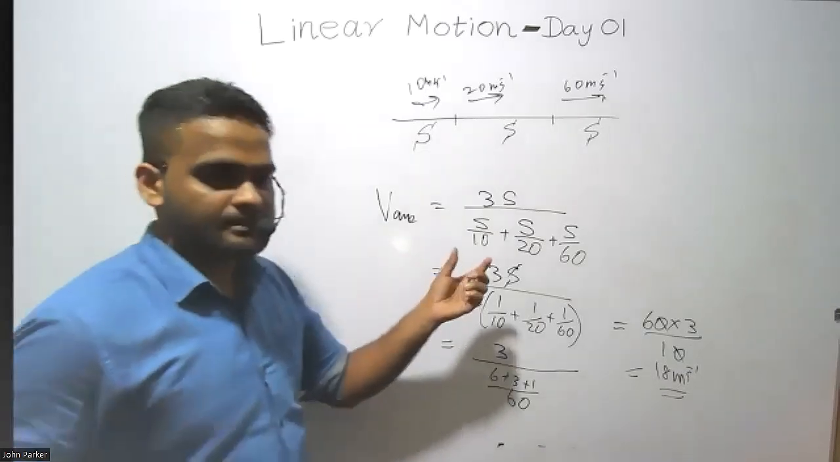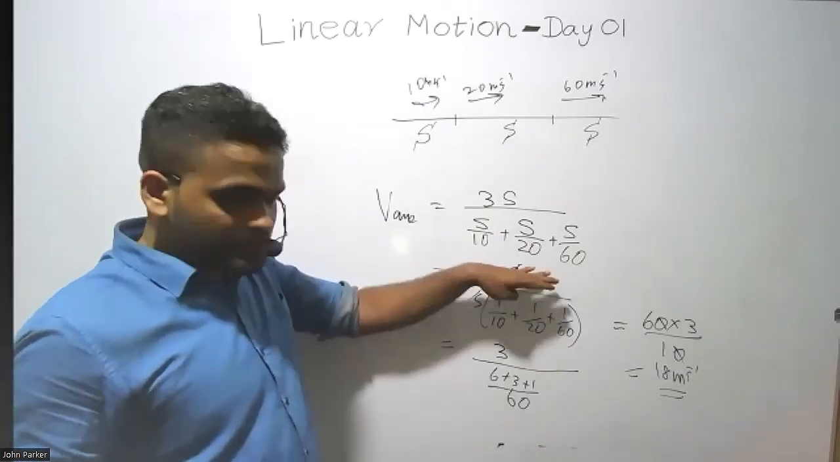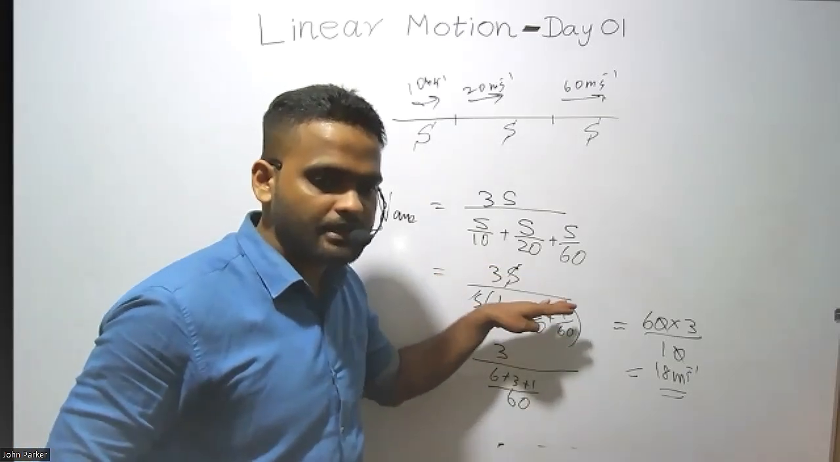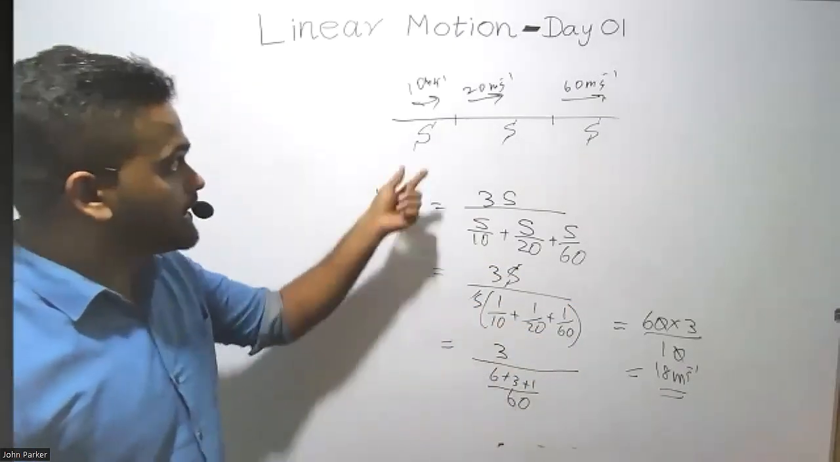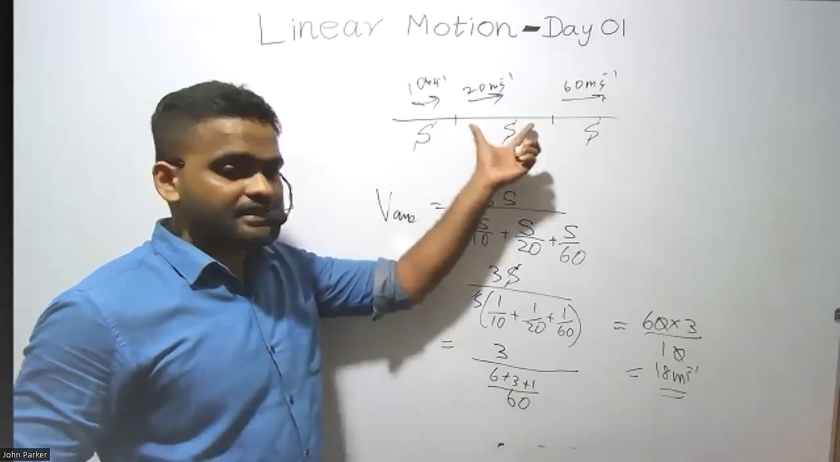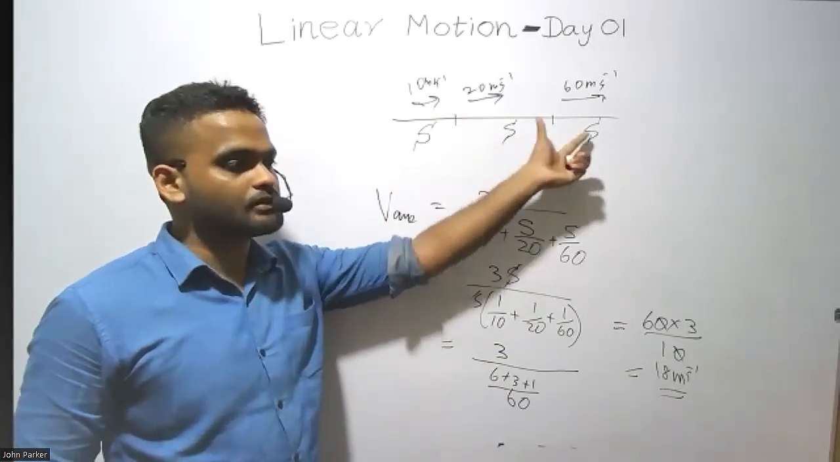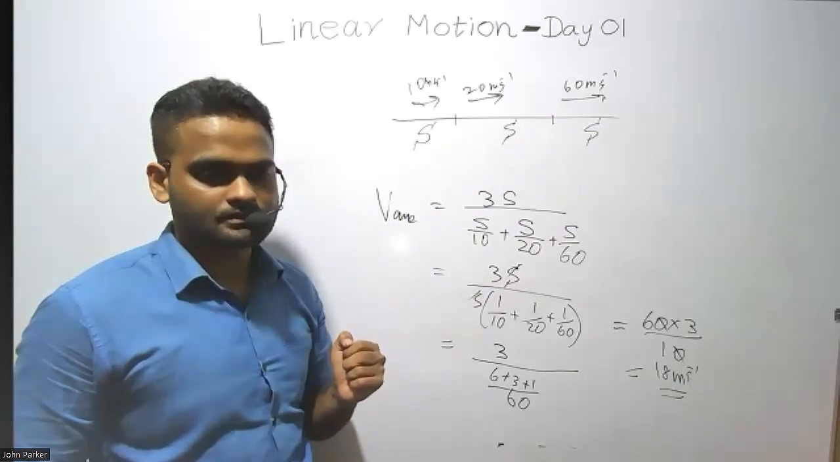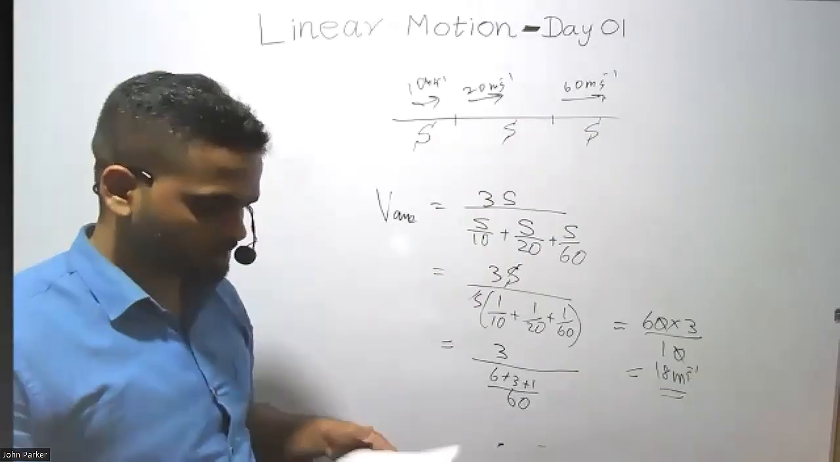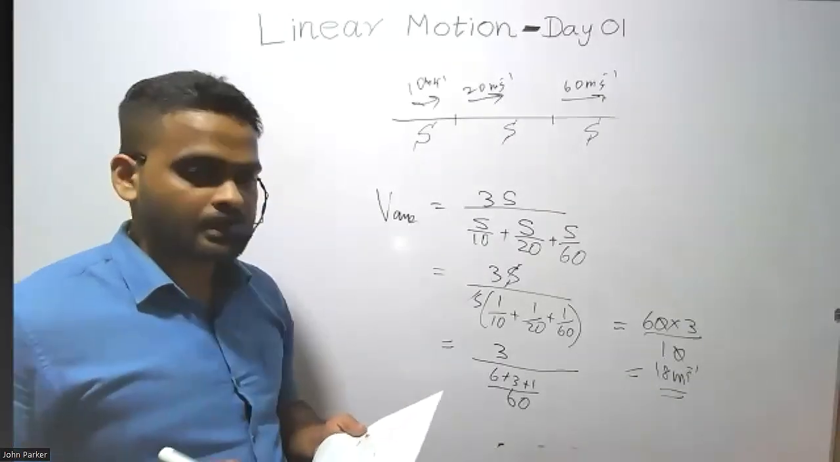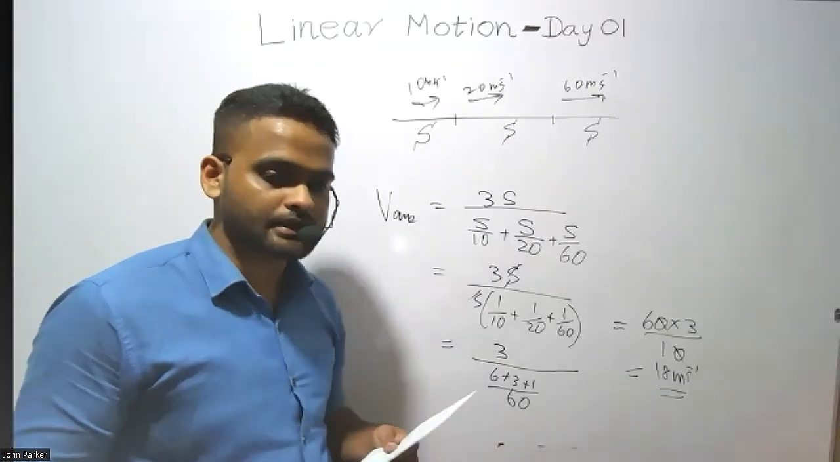So you can see this is the average velocity, total displacement divided by total time. But within each range, it is a constant velocity. Okay. So the answer should be the fourth one. Right. Then try the third question.